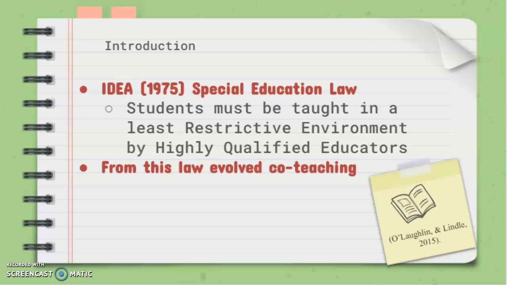So lawmakers created laws that advocate and protect individuals with disabilities and provide them with the best education possible. This was the Individuals with Disabilities Education Act, IDEA, which was created in 1975. This is a federal special education law. It states that students must be taught in a least restrictive environment, which is inclusion, and individuals with disabilities must be integrated into a general education classroom to the maximum extent possible and taught by highly qualified teachers. What evolved from this law was the model of co-teaching.